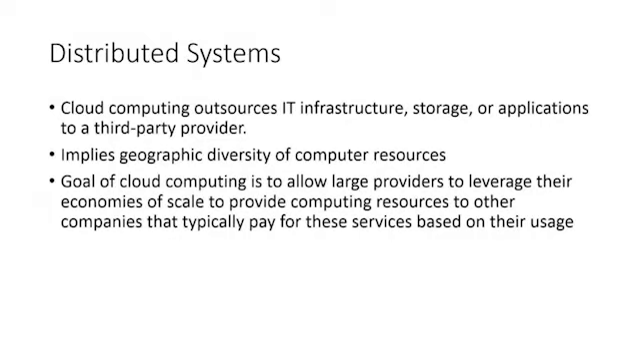And then we also have something called distributed systems. These guys have been around for a while too. It's kind of hard for me to jump on board with this one just because I look at it from a security standpoint. But cloud computing, they outsource IT infrastructures all the time, storage all the time, or applications to third-party providers. Now, what distributed systems do is they imply a geographic diversity of your computing resources. So we could have them in different regions, and we're servicing our customers more efficiently that way. So the goal of cloud computing is to allow large providers to leverage their economies of scale to provide computing resources to other companies that typically pay for these services, and they're based on their usage. So that's how cloud providers or cloud computing, that's how they make their money, is through these distributed systems that are out there on the internet or the global web for us.